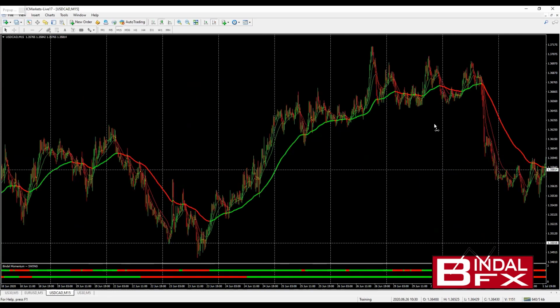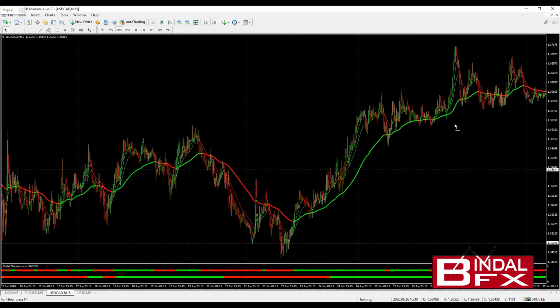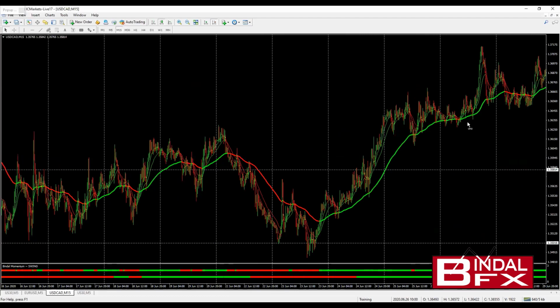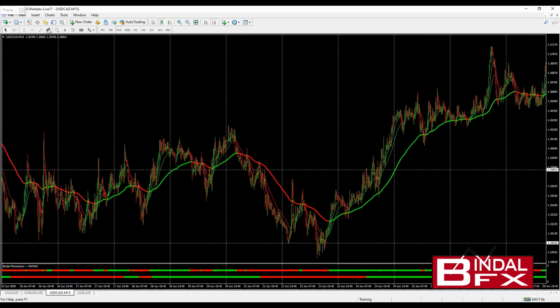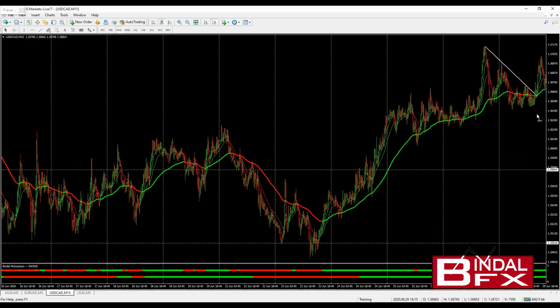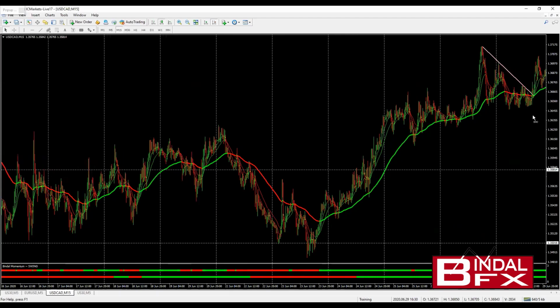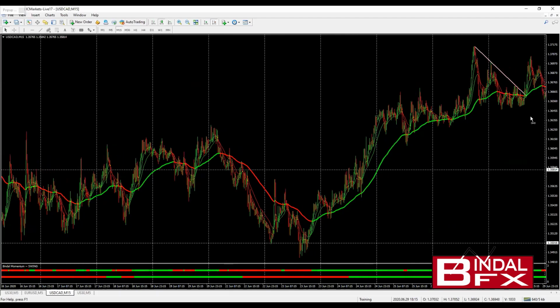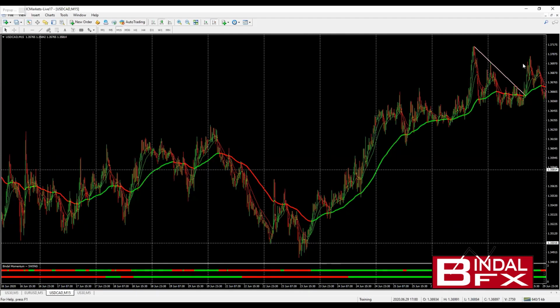So you don't know what's happened in the future. Your trend line's like this. Your chart is like this. So you've drawn this trend line. Price is developing. Price is developing. So now you've got this develop.